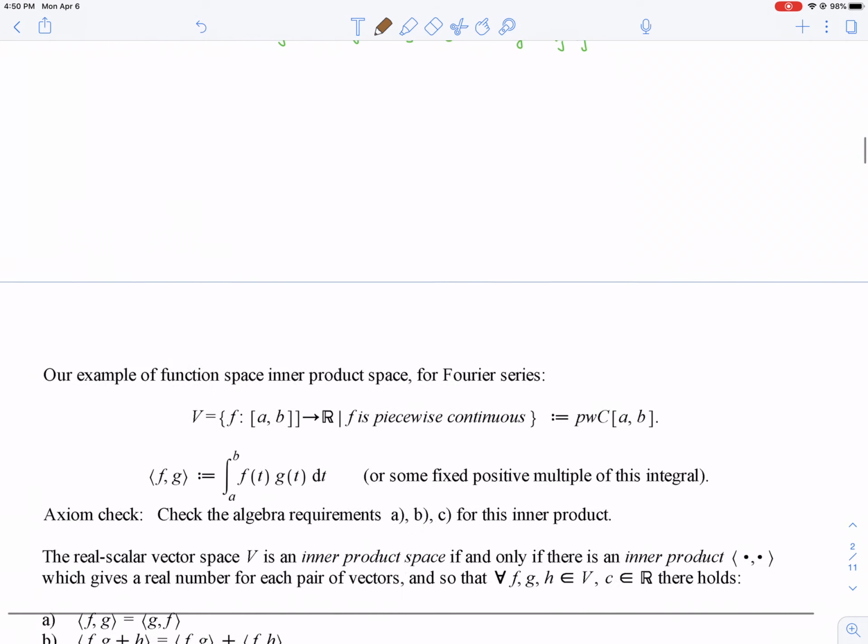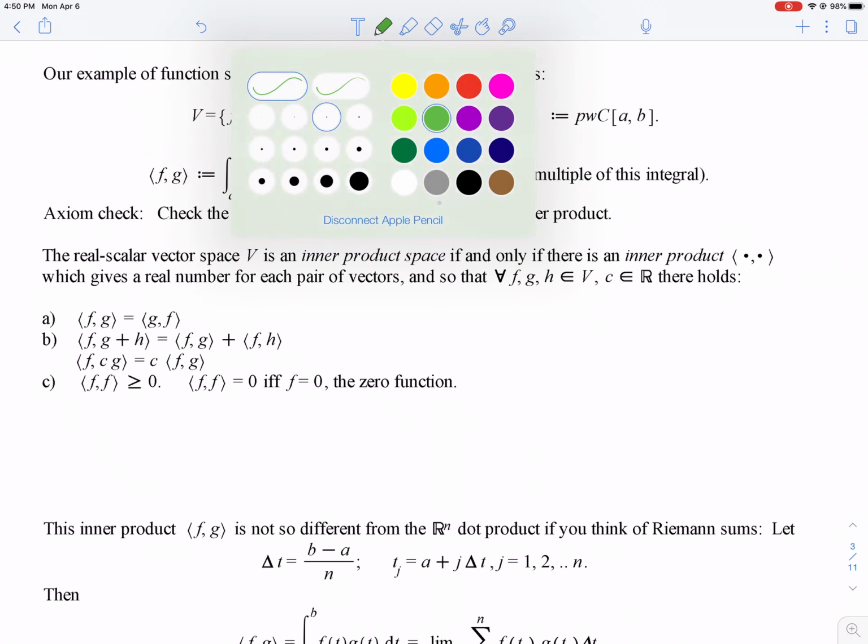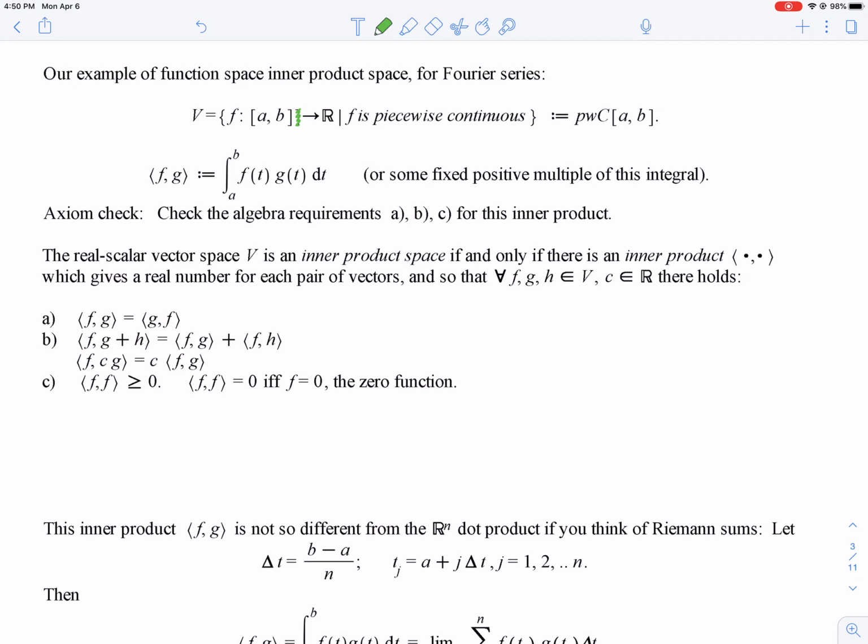Now, let's talk about Fourier series. Okay, so our inner product space is, we'll have an interval A, B, and we're going to consider the set of piecewise continuous functions on that interval. I'll denote them as PW, capital C of AB. Remember, C of AB is the continuous functions on the closed interval AB. Our inner product is going to be the inner product of F with G. It's just the integral from A to B of G of T times F of T.